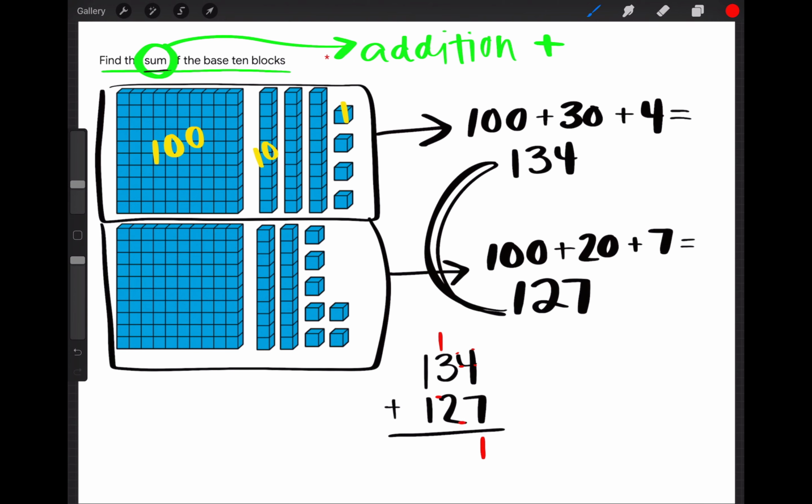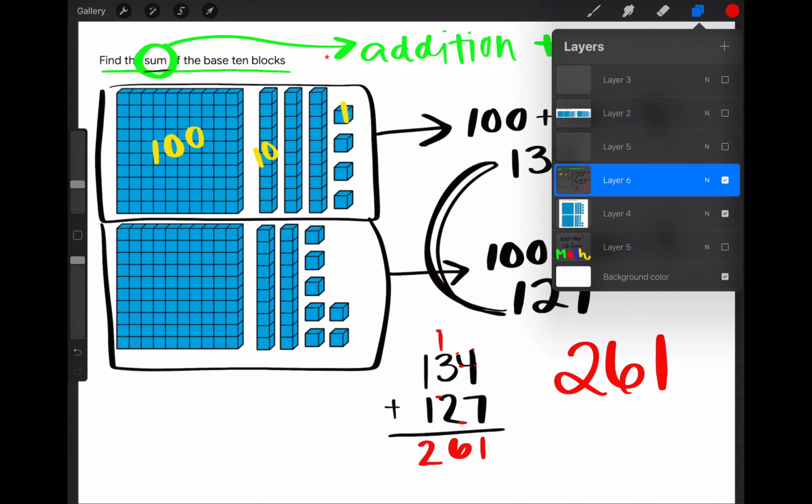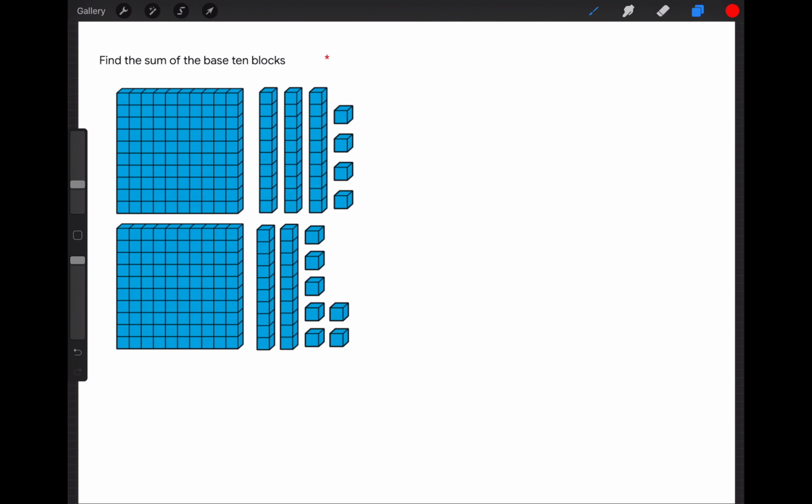Then we're going to add our tens column. So 3 plus 2 is 5, plus 1 is 6. And then 1 plus 1 is 2. So our answer is 261. That is your answer to the sum. But there's another way that you can solve this. And I'm going to show you how to do that right now.